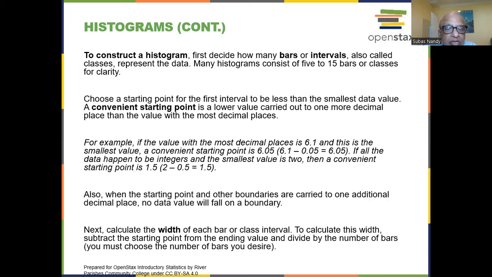If all data happen to be integers and the smallest value is 2, then the convenient starting point is 1.5, which is 2 minus 0.5. Also, when the starting point and other boundaries are carried to one additional decimal place, no data value will fall on a boundary. Next, calculate the width of each bar or class interval. To calculate this width, subtract the starting point from the ending value and divide by the number of bars. You must choose the number of bars you desire. A rule of thumb is to have 5 to 6 bars.